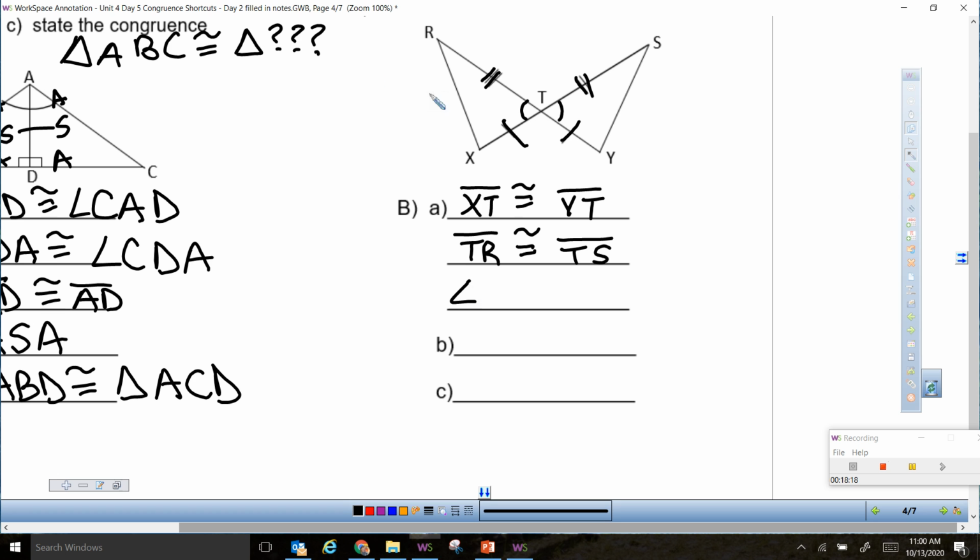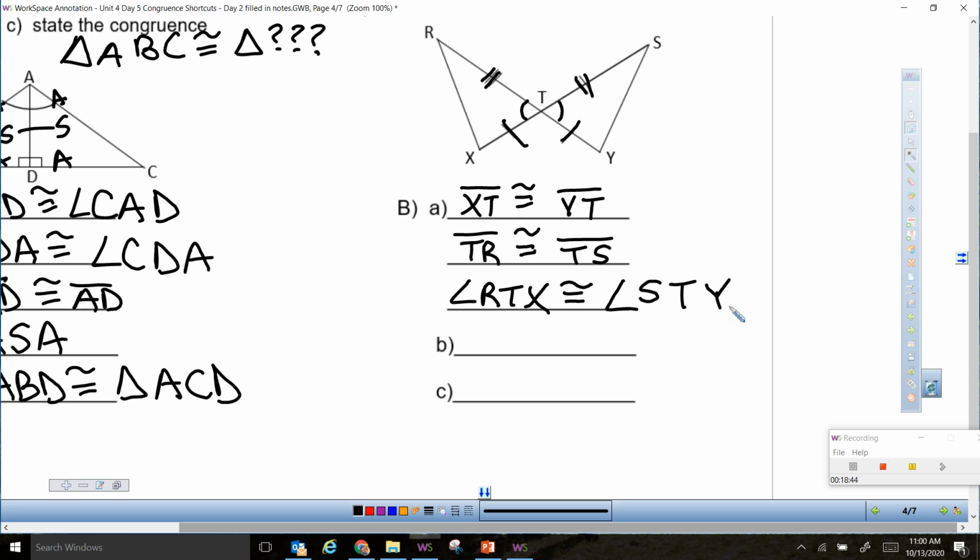So the first one, I'm going to say this is angle RTX. So angle RTX is congruent to angle. So if I did RTX, what would this one be over here? STY. STY. So make sure you keep the same order. So order is important here.